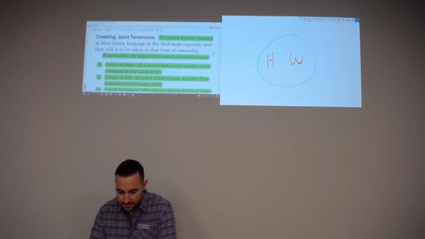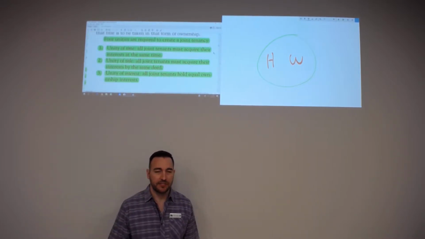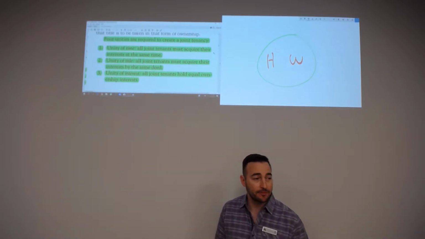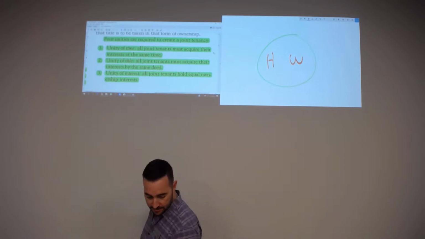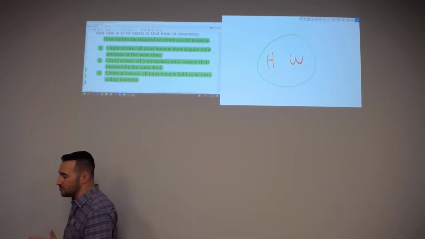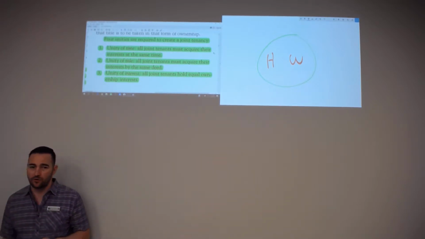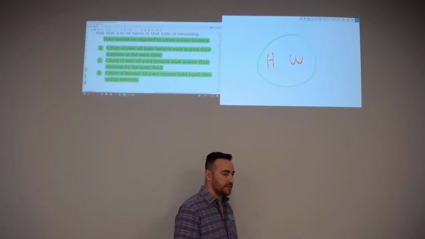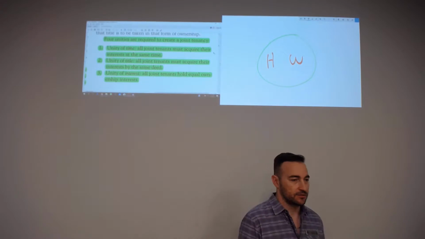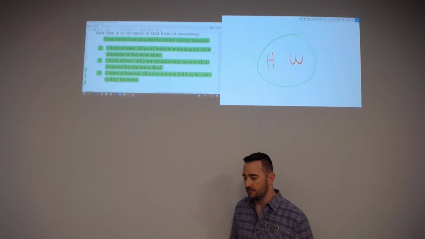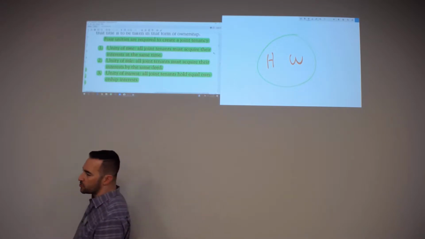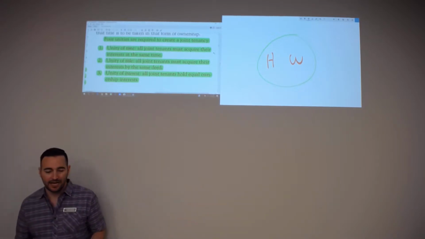Creating joint tenancies. To create a joint tenancy, there has to be 4 unities. Very important, 4 unities. Time, title, interest, and possession. Time, title, interest, and possession. 4 unities. I'll explain in a second. Time, title, interest, and possession.